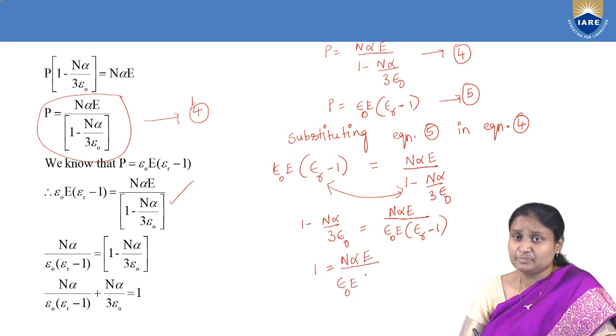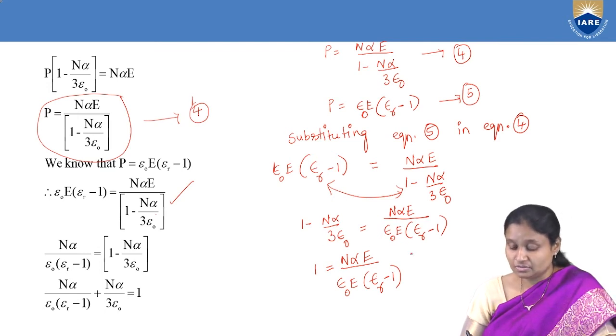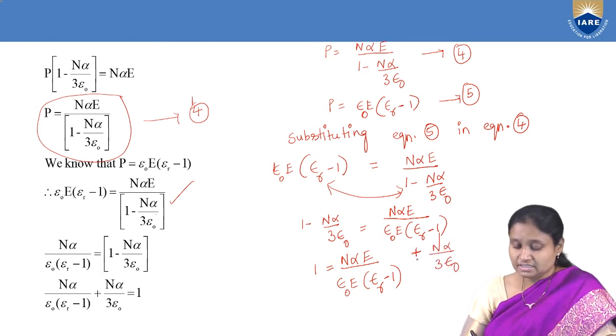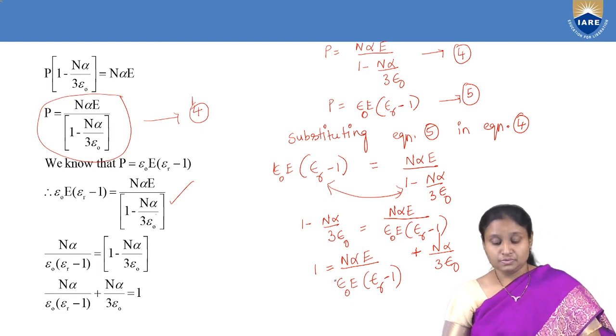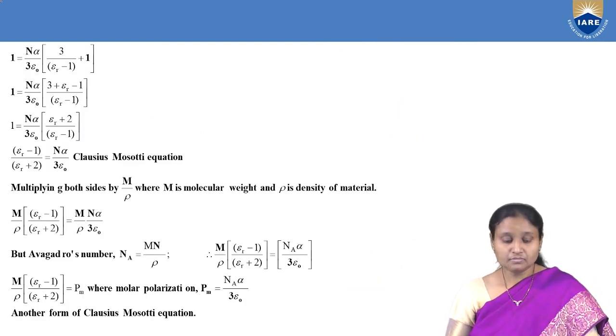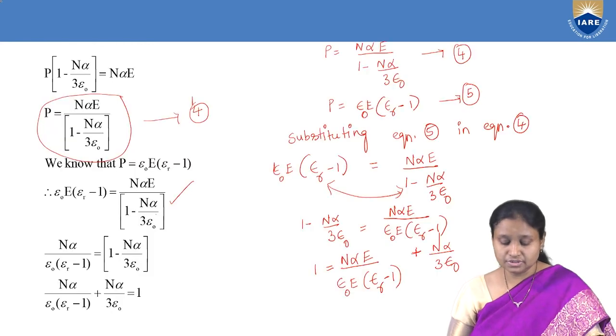Just in order to get a simplified equation between our polarizability and dielectric constant, we are trying to rearrange our terms. So I'm taking this minus n alpha by 3 epsilon naught onto the other side. So this will become plus n alpha by 3 epsilon naught. Now as you can see, what are the common terms? In the second term, we have n alpha by 3 epsilon naught, and here also we have n alpha by epsilon naught. So here, now I'm going to take those terms.